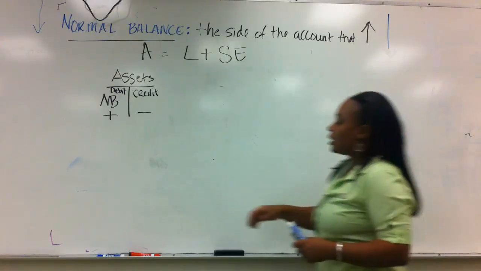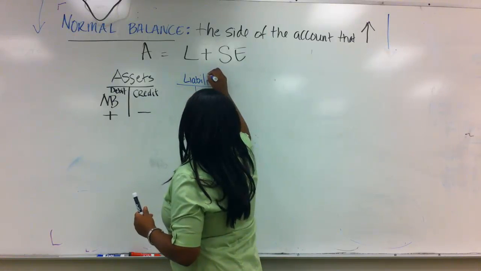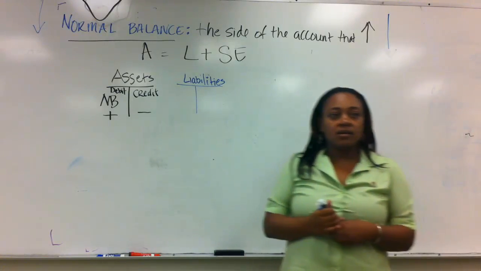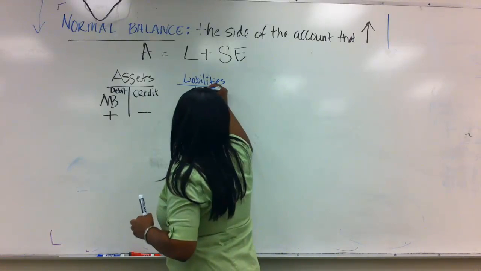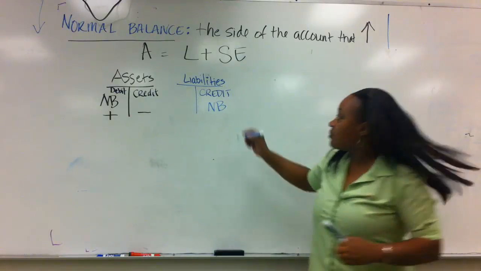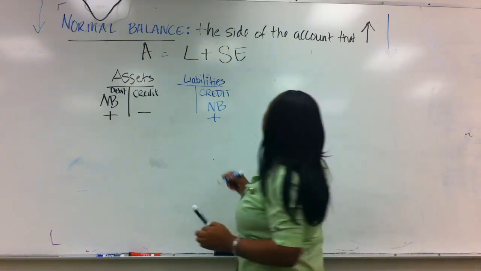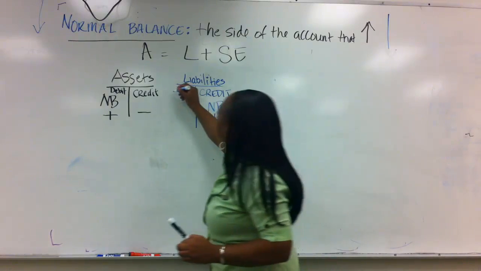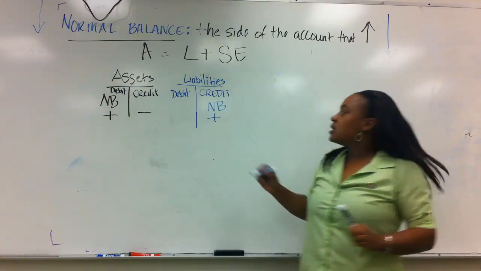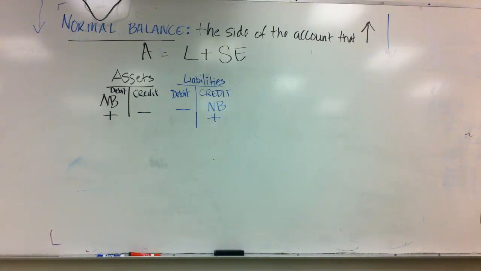Okay, then you have your liabilities. Now liabilities, on the other hand, the normal balance is on the credit side. So that means if you want to increase a liability, you have to put it on the credit side as opposed to the debit. Now the debit side will allow you to do what to a liability? Decreases. Everyone see that?